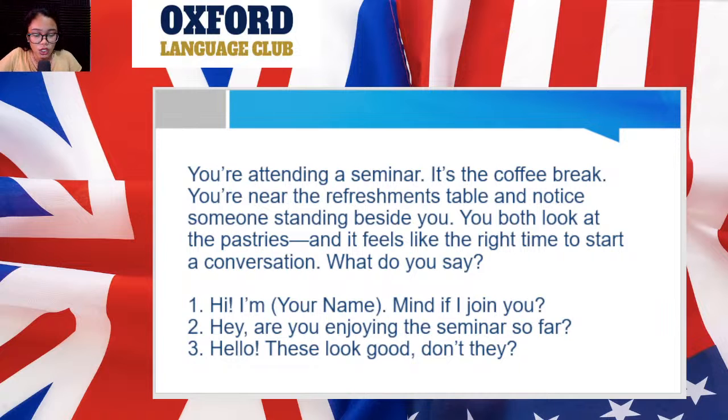Let's imagine this together. You are at a seminar, maybe a class or a meeting, and it's time for a short break, of course, a health break. You go to get some coffee or maybe tea, and of course, maybe some snacks like pastries, as mentioned there. So you're standing next to someone you don't know. And you both look at the delicious food and it feels like a good moment to say something, right? So you want to be friendly and maybe start talking to this new person. So think about this situation. What is the very first thing you would say?